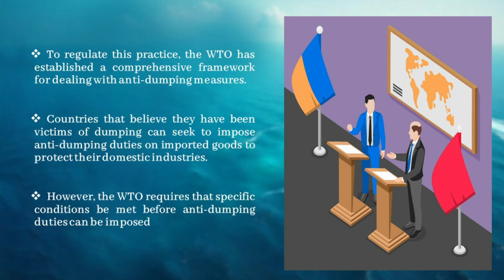That is why, to regulate the practice, the WTO has established a comprehensive framework for dealing with anti-dumping measures. Countries that believe they have been the victim of dumping can impose anti-dumping duties on imported goods to protect their domestic industries. However, the WTO requires that specific conditions be met before anti-dumping duties can be imposed, to ensure that such actions are not taken without clear evidence of harm. So before anti-dumping duties are imposed, there should be clear evidence of harm.